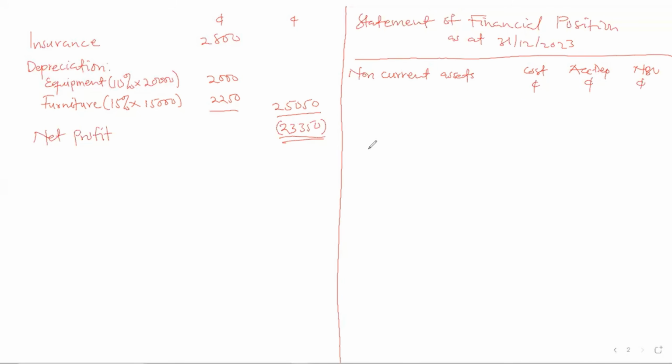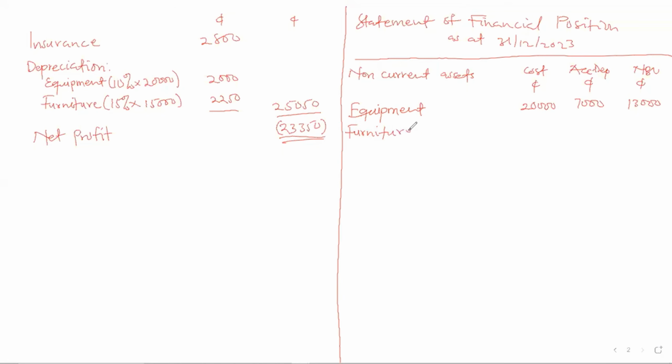So with a non-current asset, we have equipment. We have equipment, which is 20,000. And for the accumulated depreciation, we had a previous accumulated depreciation, which is 5,000, and we add the new one to it, which is 2,000 in the P&L account, making it 7,000. So when we less the 7,000 from the 20,000, we have 13,000 as the net book value. Then we come to furniture.